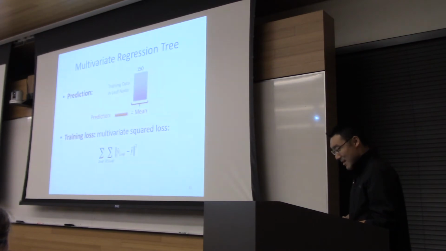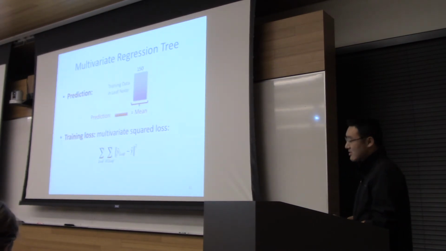As I mentioned before, the training loss, the impurity measure, is multivariate squared loss. It's just a standard multivariate generalization of squared loss. So that's pretty straightforward. And then the prediction is simply the mean of all the target labels that partition into that leaf node. And that's the entire approach. Any questions on the approach?